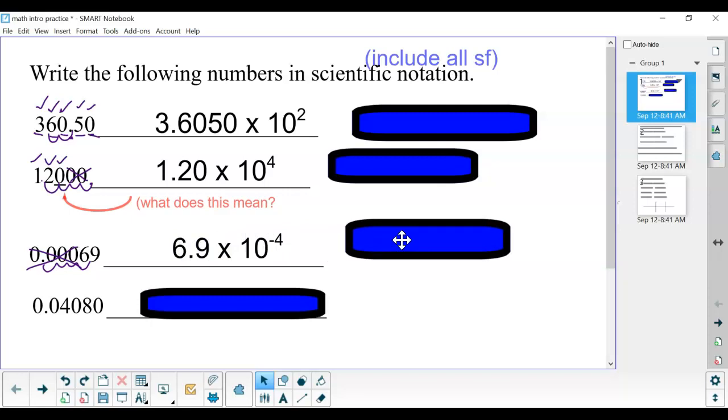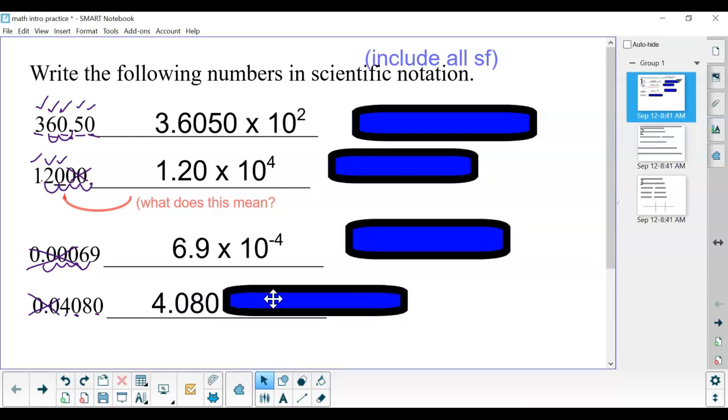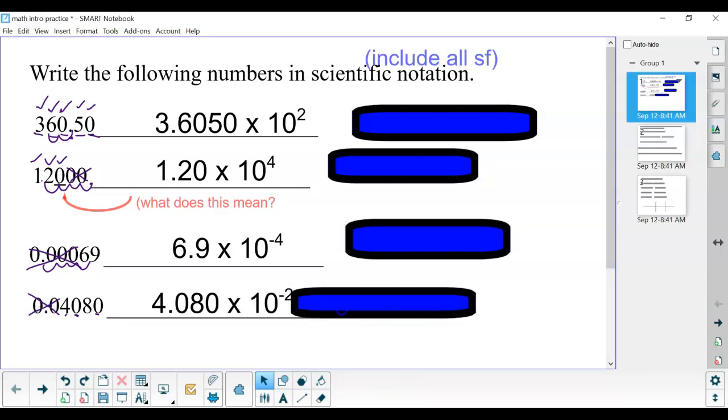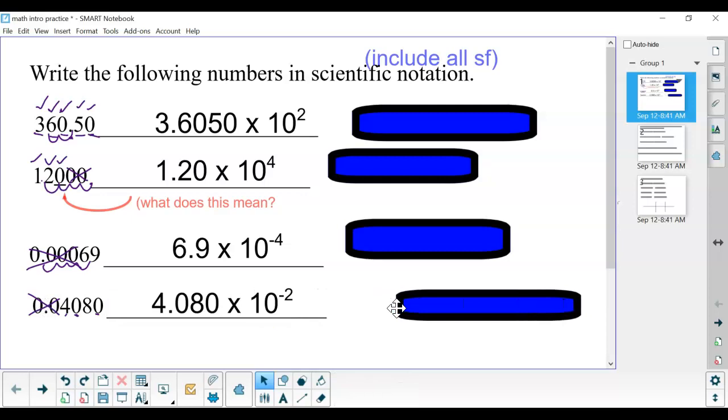Here we have a combination of things. Leading zeros are not significant. Trapped zeros are. And ending zeros with the decimal are significant. So all 4 of those digits need to be included in our scientific notation. 4.080. Don't forget that last 0. And how many places did we move the decimal point? 1, 2 backwards, so it's times 10 to the minus 2.